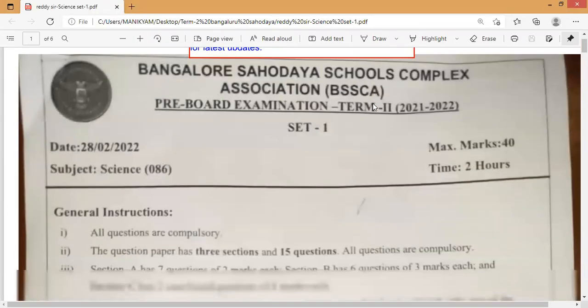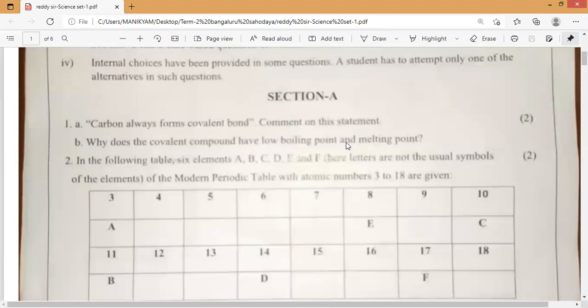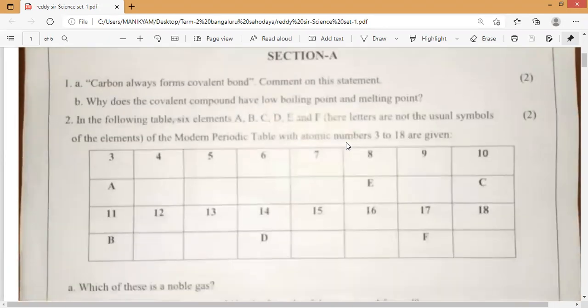So if you'll notice, this is the Bangalore Sahodaya Schools Complex pre-board examination, Term 2. You might have already seen this question paper also. Now coming to Section A, I will teach you how to write the answers. If you see, they are saying first question you can read.